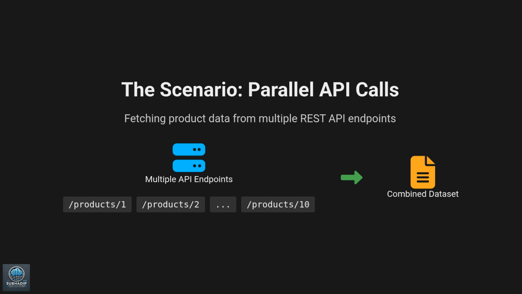Let's consider a practical data engineering scenario. Imagine we need to build a dataset by fetching information from multiple REST API endpoints. Each API call involves a network request, which means waiting. Our goal is to fetch data for 10 different products concurrently.